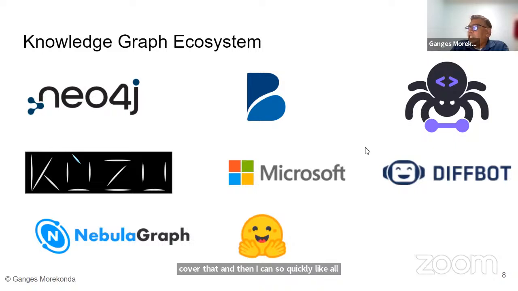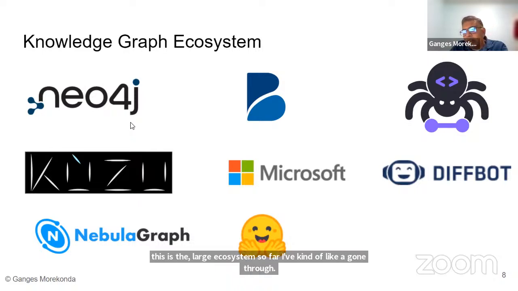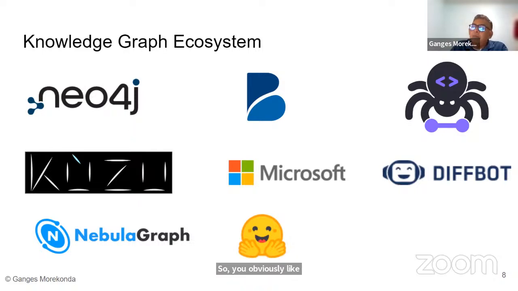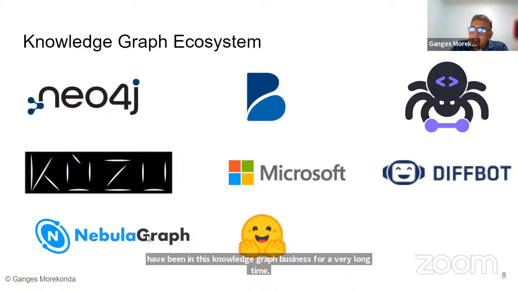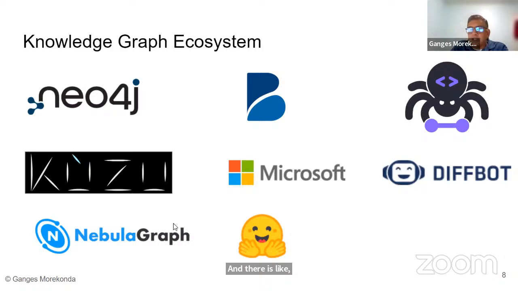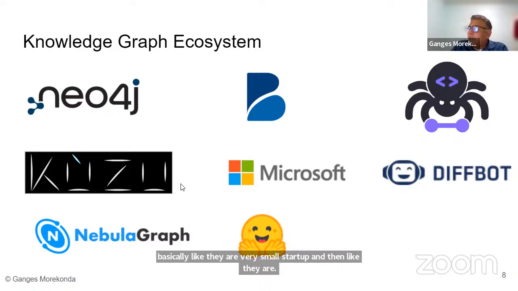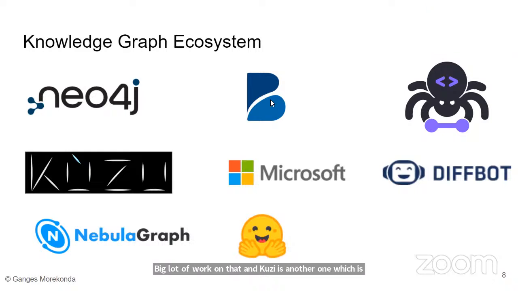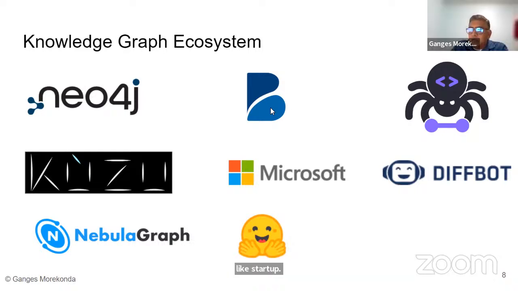So this is the large ecosystem I've gone through so far. Neo4j obviously is the leader because they have been in the knowledge graph business for a very long time. There is Nebula Graph we talked about, a very small startup doing a lot of work on that. And Cruise is another startup. Babelscape, we talked about that one, they built a fine-tuned model to extract the data, but they kept it only at that level.